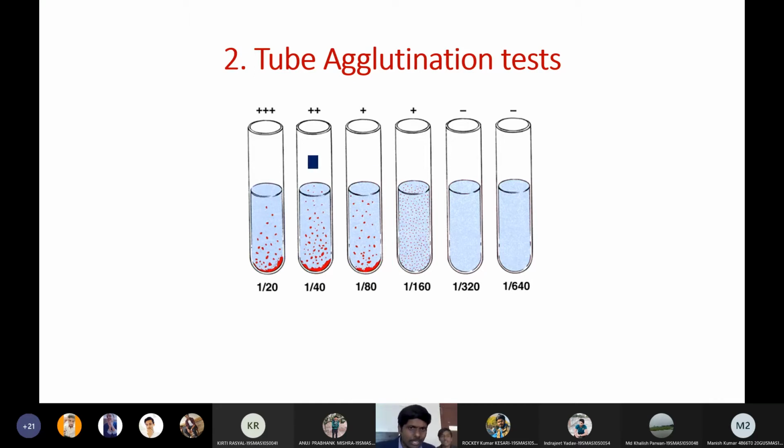Okay, so the major use of the tube agglutination test is to quantify the antigens in the patient sample. So that is all about the tube agglutination test.